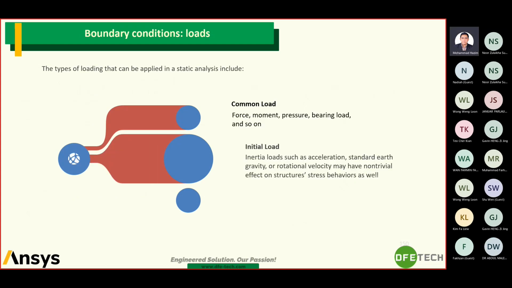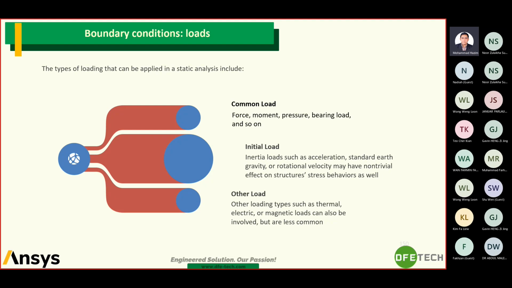Okay, then we have another for the boundary condition. We need also to define a load. So the common load that we usually use is the force, moment, pressure, bearing load, and so on. We also use initial load such as acceleration, standard earth gravity, or rotational velocity, and other load such as thermal, electrical, and magnetic load.